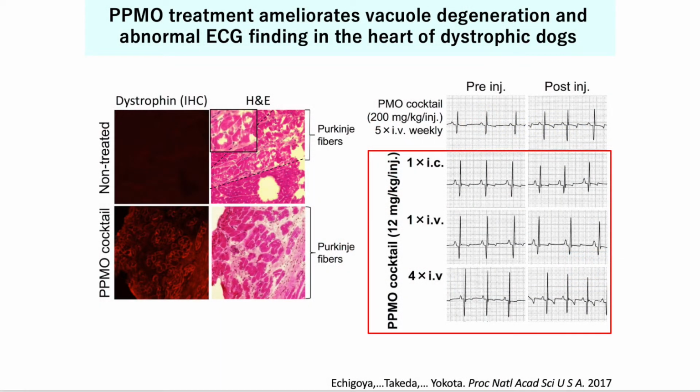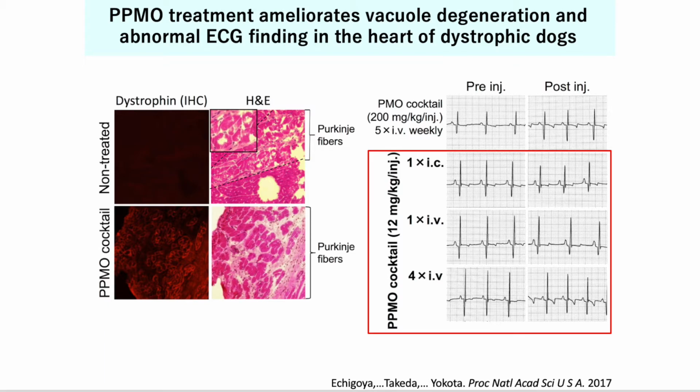So the result is very exciting. We can see dystrophin expression throughout the heart muscle, and they have less degeneration. So in DMD dog muscle, they have lots of degeneration. You can see lots of holes in the muscle. That's called vacuole degeneration in the heart. And after the treatment, we can see less of this vacuole degeneration.